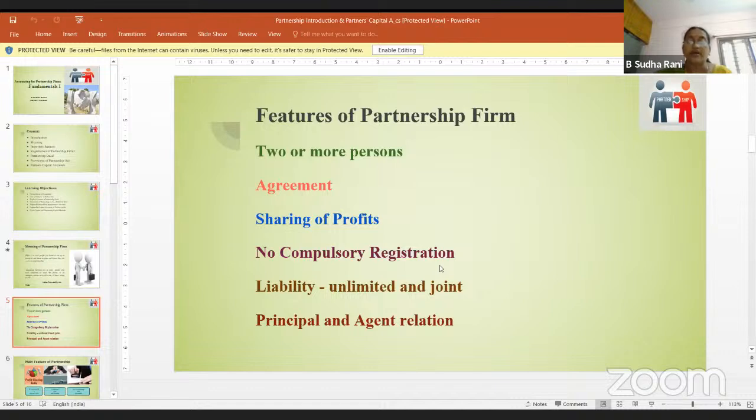Next one, principal and agent relation. The relationship between the partners remains as principal and agent. It means every partner is a principal to the other partners, and at the same time, that partner is an agent to the other partners. So these are some of the features.